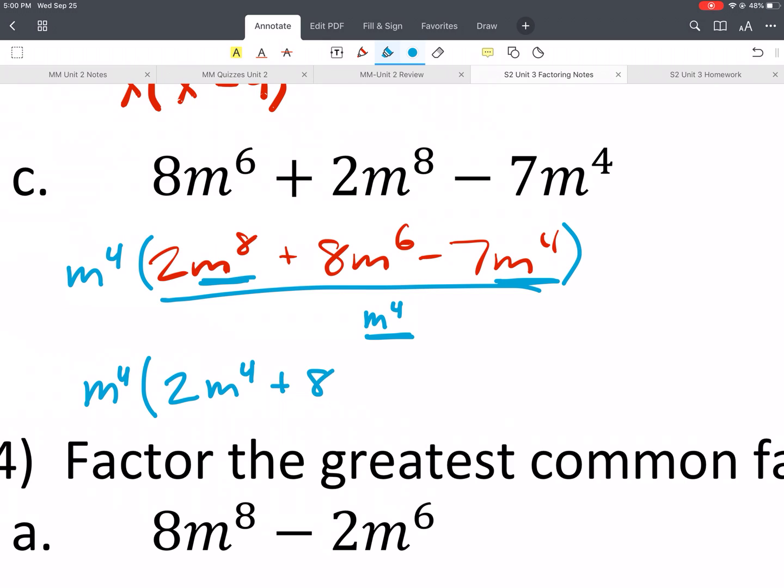Okay, plus 8m, we have 6, take away 4, that leaves us with m squared, and then we would end up having 7. So m to the 4th divided by m to the 4th, those are the same, we'd end up just getting 1. So that's why we have a negative 7 times 1, which is just negative 7.